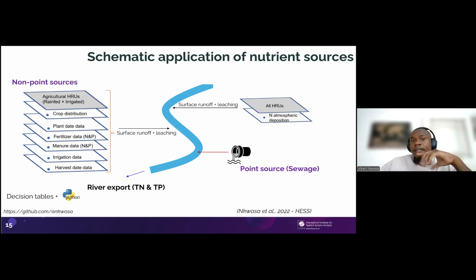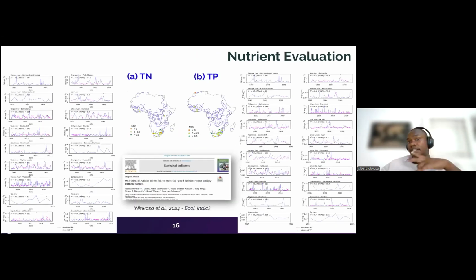As you will see here, we evaluate it for total nitrogen and total phosphorus. We did not have a lot of data. It was already highlighted. So most of this was done in South Africa, to be specific.